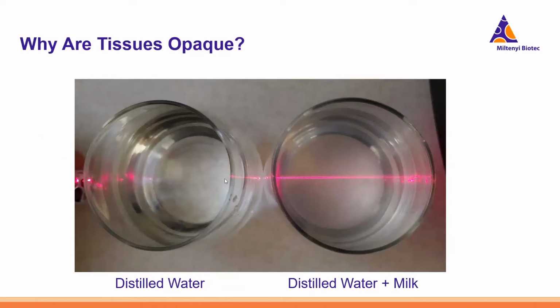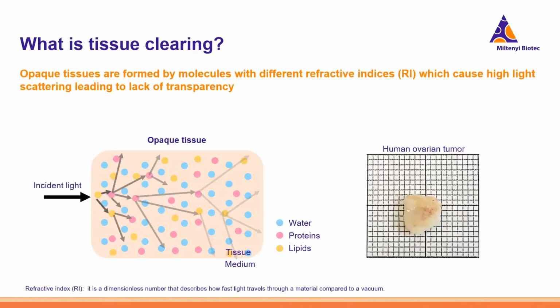And this drastically changes as soon as you put a little drop of milk inside the distilled water. So what is happening here actually? Basically, opaque tissues are formed by molecules that have different refractive indices, as we call it. And this causes high light scattering, which leads us in turn to a lack of transparency.